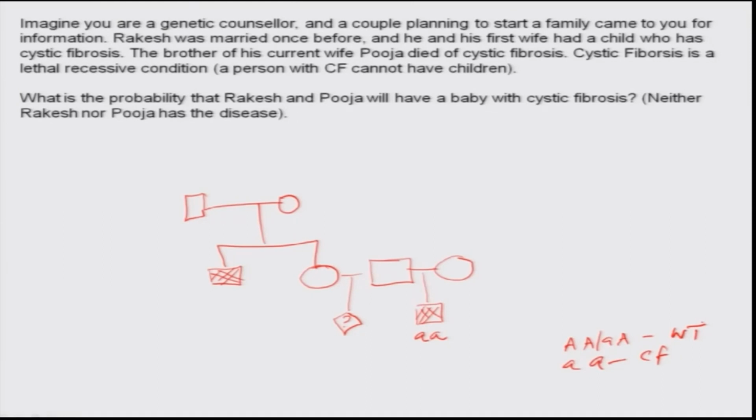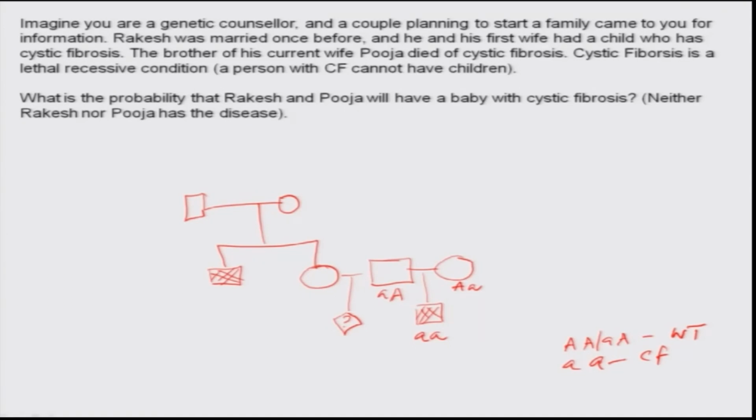Now, can we put the genotype? Yes, we can. And this guy Rakesh is normal, therefore you would expect him to be heterozygous for the mutant allele, because he is normal, but his son had the disease. So, he must have contributed one of the bad alleles. Likewise, his first wife. Now, what about Pooja, his second wife?